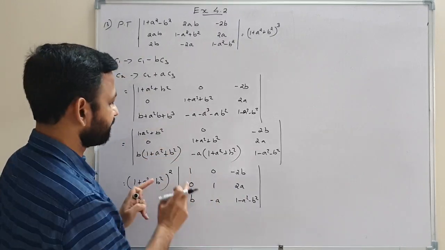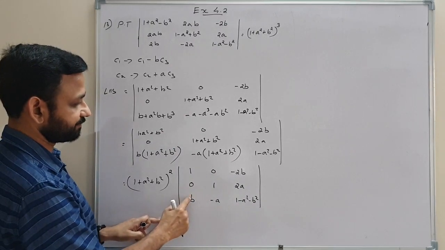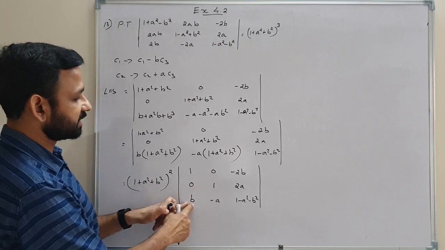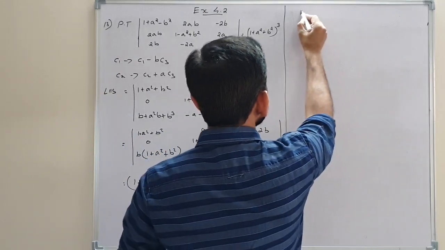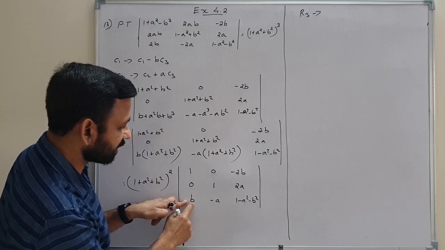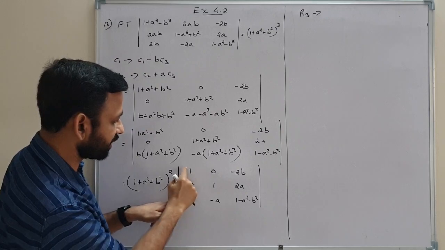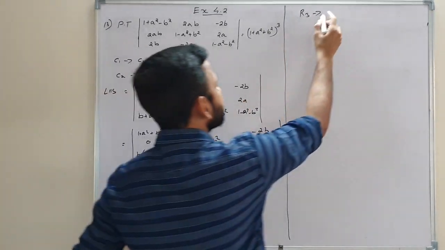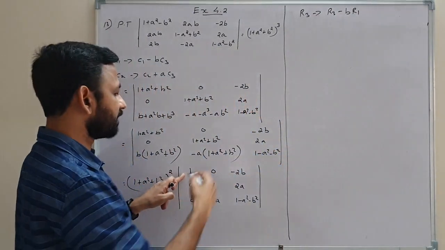So here again we will apply a property. If you want to get a 0 here, we can do this operation, sorry, not C3, R3 tends to, if you want to get a 0 here, b minus 1 into b, that is 0. R3 tends to R3 minus b into R1. So R1 and R2 are the same.